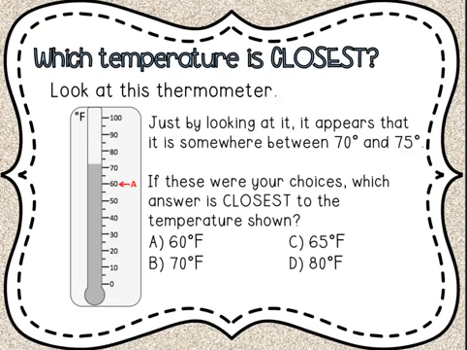Is it A, 60 degrees Fahrenheit, B, 70 degrees Fahrenheit, C, 65 degrees Fahrenheit, or D, 80 degrees Fahrenheit? Well, if I talk myself through this, D is definitely not the answer. And we've already passed with our liquid, A and C, so it's going to be closer to B, 70 degrees Fahrenheit. I want you to use that same strategy to try our next example.